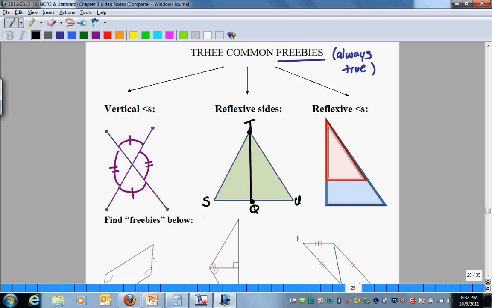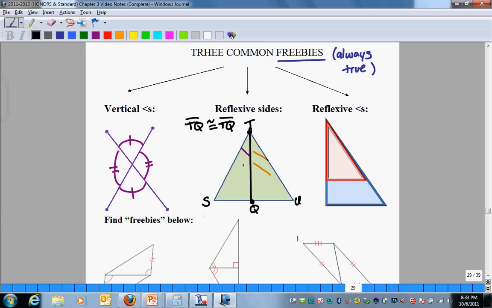Here we have a side that's shared by 2 different triangles. We have the triangle here on the left, and then the triangle here on the right. The side TQ is shared by both. We would say TQ is congruent to TQ. That's called the reflexive side. When a side is shared by 2 triangles exactly, we say it's congruent to itself.